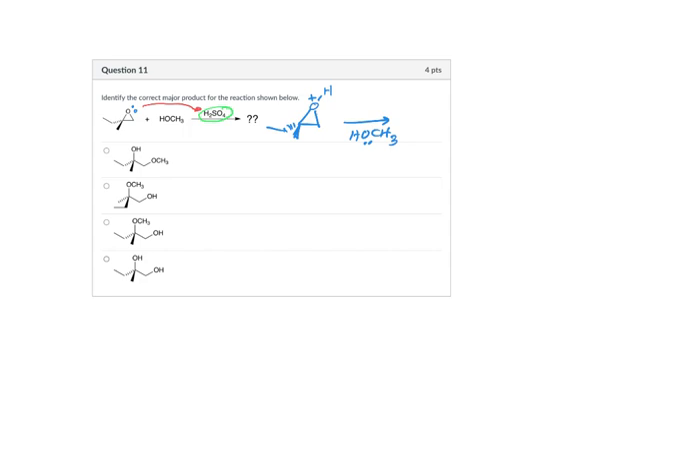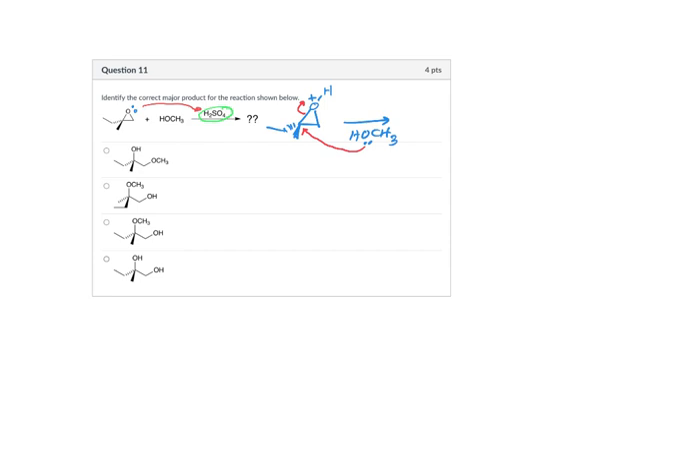And epoxides have 2 carbons at which the reaction could take place. So the nucleophile could either come here to the less substituted side or to the more substituted side. But when we're under acidic conditions, the nucleophile is going to come in to the more substituted side. So it's going to come into here and open up this epoxide ring.